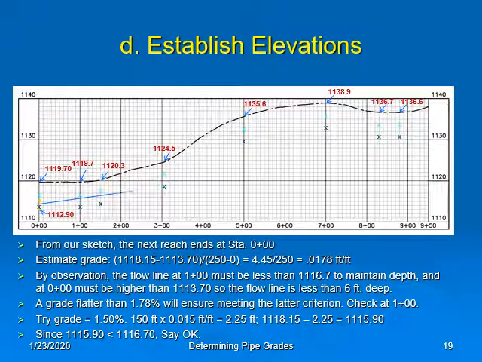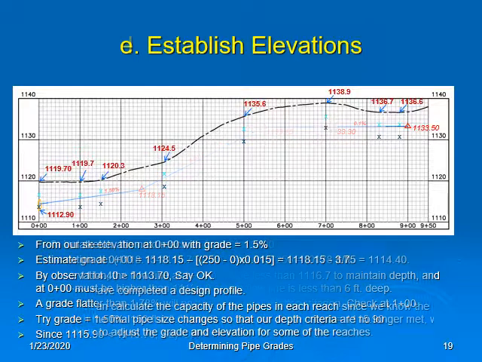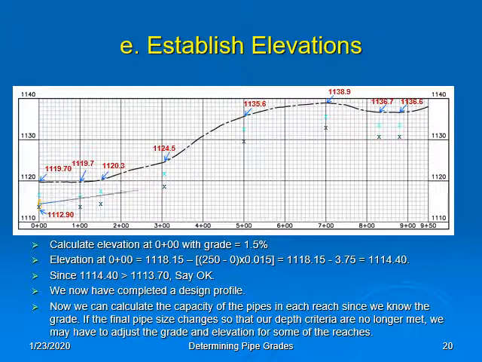Okay, next, our next reach is going to end at 0 plus 00. We can estimate the grade that we have between those 2 points, just like we have before, by the 4.45 difference in elevation divided by the 250-foot distance we have. Next, we want to calculate the elevation at 0 plus 00 with a grade equal to 1.50%.